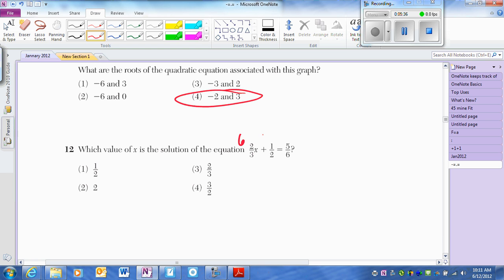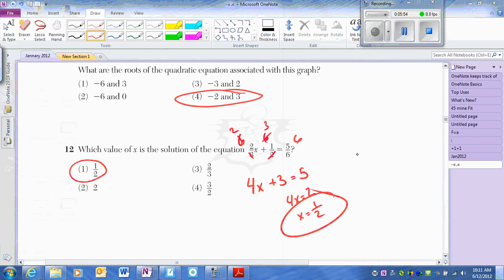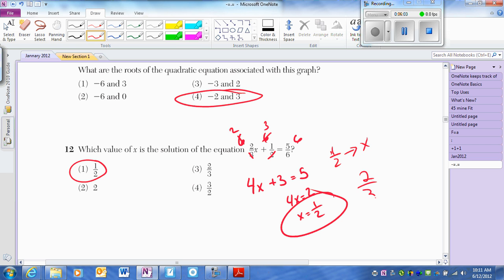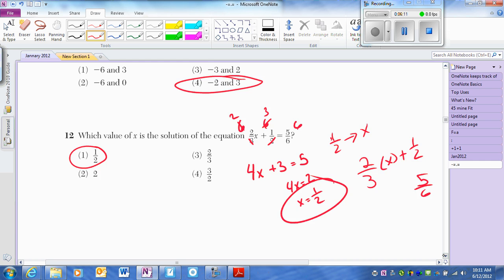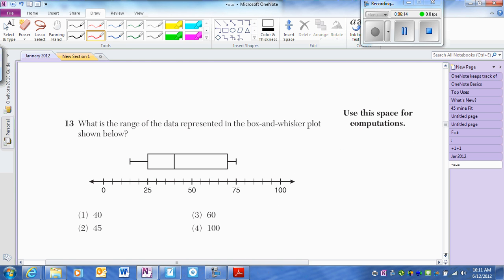Alright, I'm going to multiply through by the common denominator, which is 6. 3 goes into 6 twice. That leaves me 4x. Goes in there 3 times. That leaves me 3 equals 5. 4x equals 2, or x equals 1/2. Again, check your answers. Stow 1/2 into x, and then do 2 over 3 times x plus 1/2. See if it turns out to be 5 or 6. If it doesn't, you did it wrong. If it does, you're great.